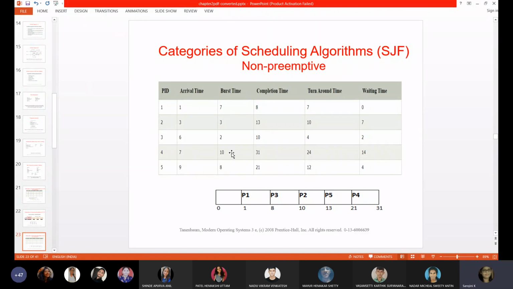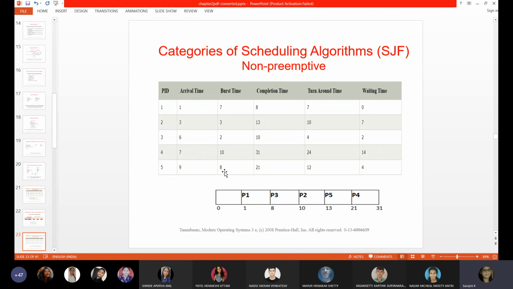And the CPU burst time is given. Usually you have to calculate the completion time, turnaround time, and waiting time. But before calculating these three, the next step is to draw the Gantt chart. That will be helpful to understand the scheduling pattern of this complete multi-processing system.